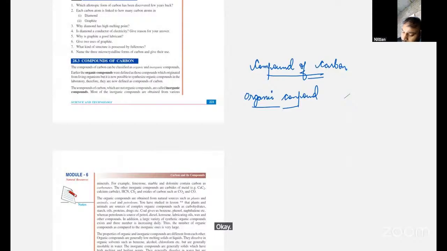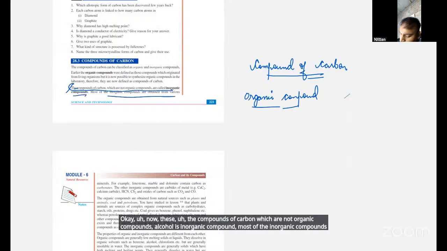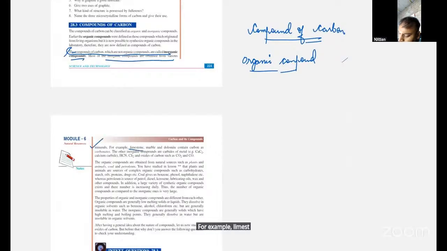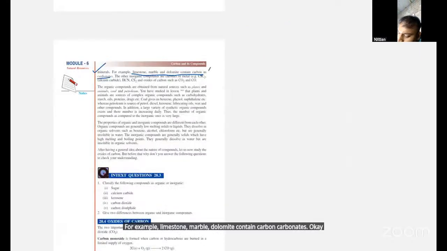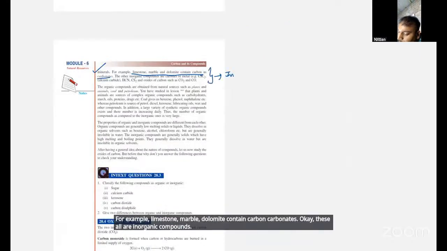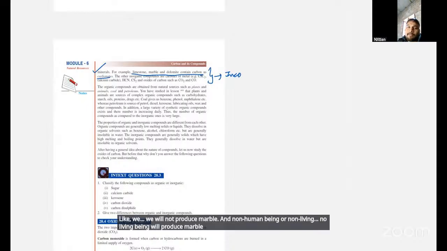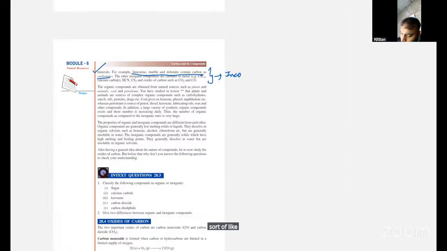Now the compounds of carbon which are not organic compounds are called inorganic compounds. Most of the inorganic compounds are obtained from various minerals. For example, limestone, marble, dolomite contain carbonates. These all are inorganic compounds. We will not produce marble, and no living being will produce marble. It's not that they are vomiting and the marble stone is coming out. It's not like that.